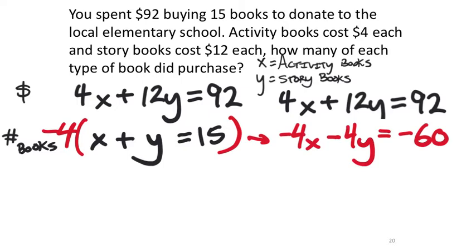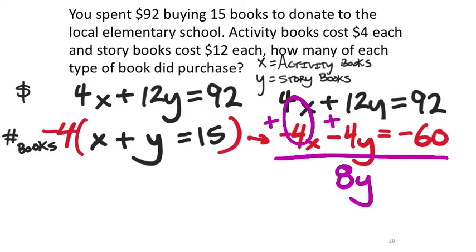But now that my coefficients of x are opposites, when I add those together, they will zero out as planned. Then the y's, I got 12y's plus negative 4y's, which would result in 8y's. I just do 12 minus 4. And then 92 plus negative 60, just 92 minus 60. That's going to be 32. Almost did subtraction.